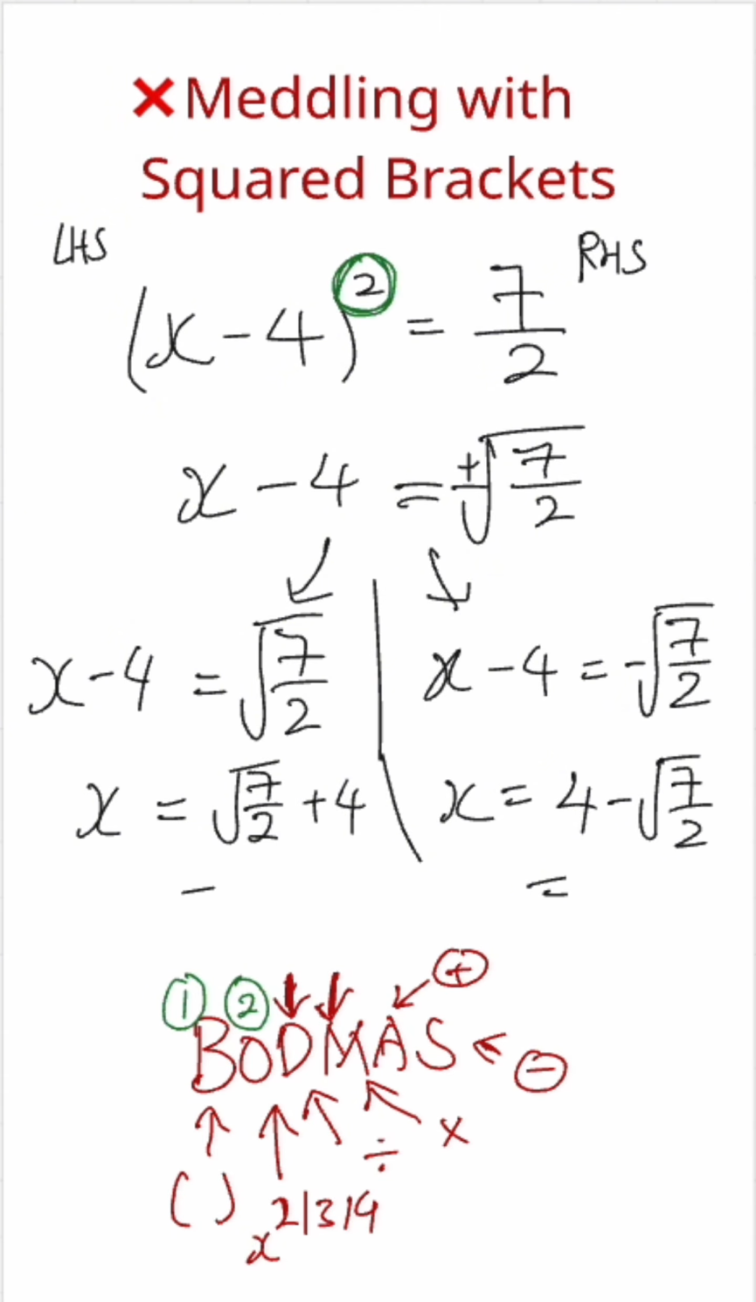And now you can put it in your calculator. You get 5.87, this is 3SF. And then you have 2.13, 3SF. Okay, so I hope this clears up the misconception.